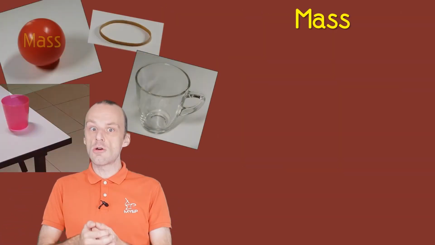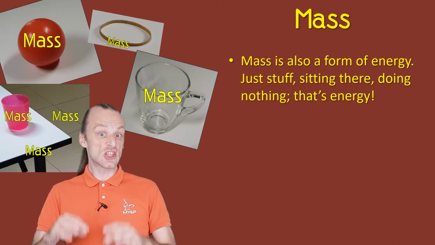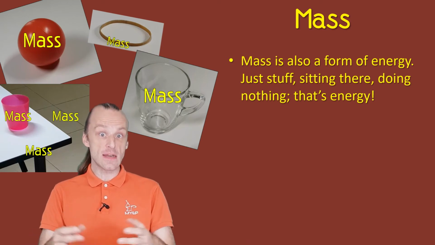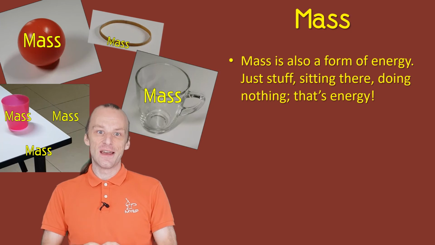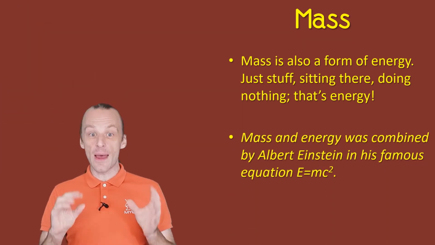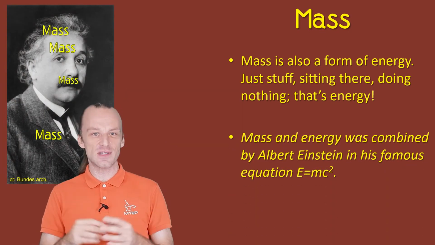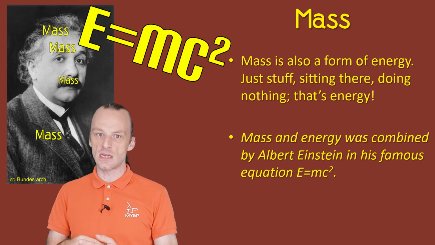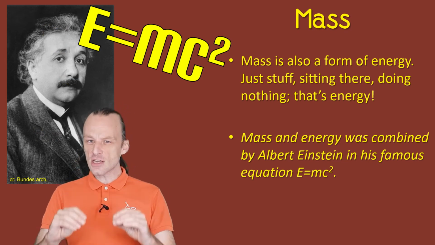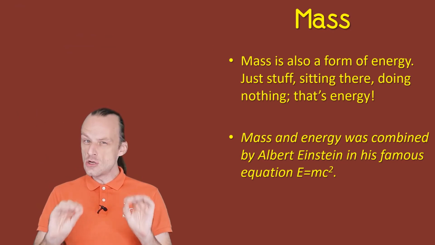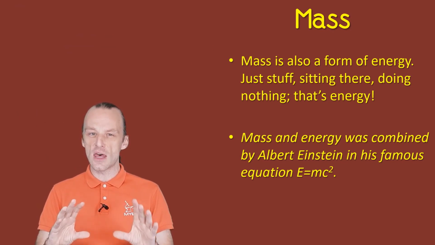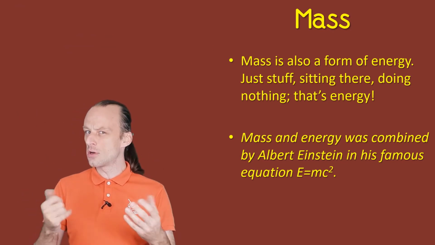Mass is also a form of energy. Just stuff sitting there doing nothing. That's energy. Mass and energy were combined by Albert Einstein in his famous equation E equals mc squared. Mass is the actual atoms of stuff and not the energy that holds it together, which is chemical or nuclear energy.